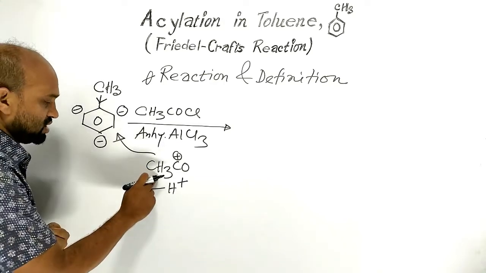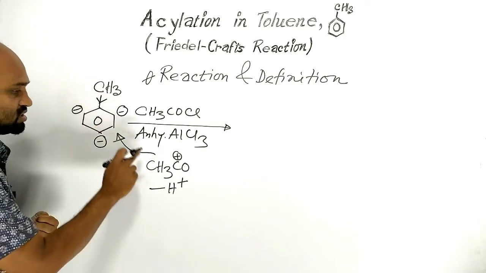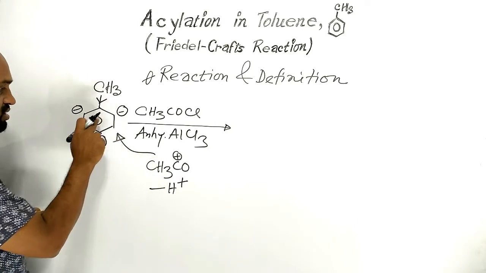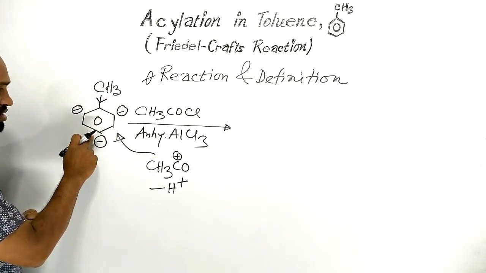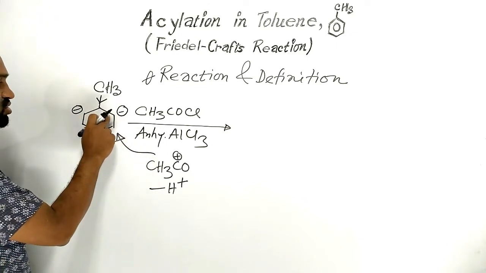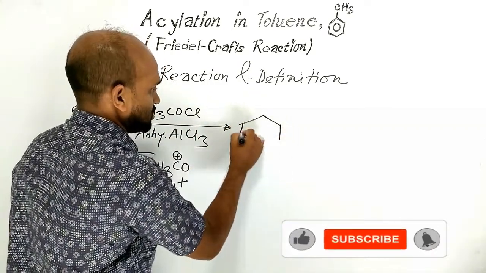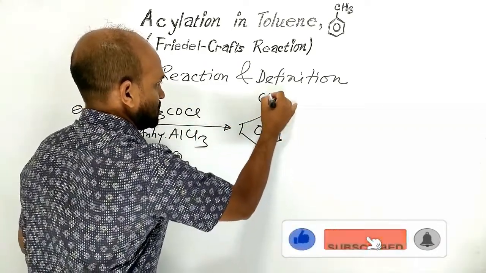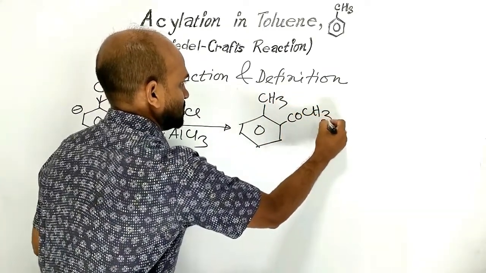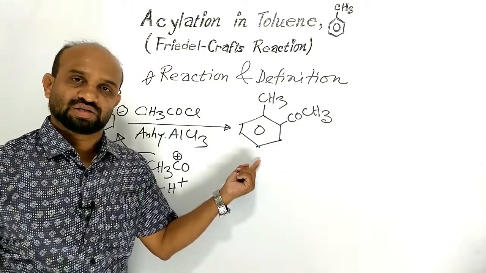When electrophile attacks the benzene ring, firstly this electrophile attacks ortho position and then para position. When this electrophile attacks this ortho position, then the product is this COCH3, which is known as 2-methyl-acetophenone.